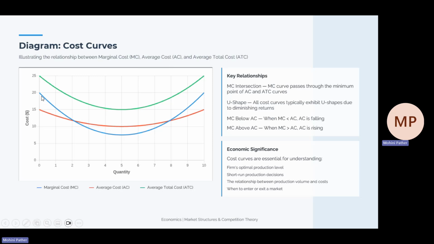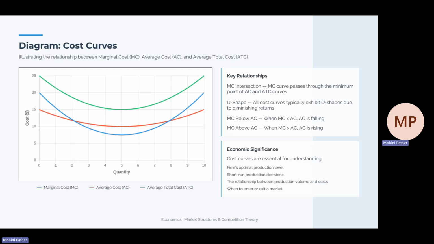So here we have your cost of materials and labor essentially. And here in red, you have your average variable cost, so your average cost. Here where you're producing no units, you have an average cost of 15, a marginal cost of 20, and an average total cost of 25.